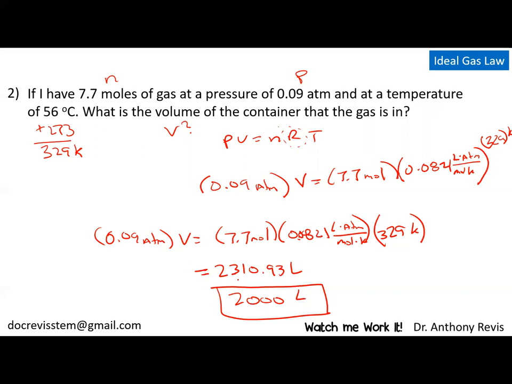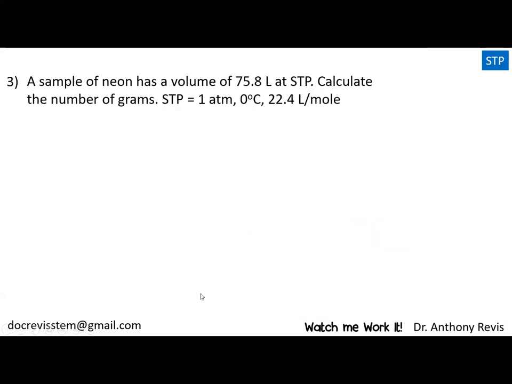Let's just do one more here. A sample of neon has a volume of 78.8 liters at STP. Calculate the number of grams. STP is standard temperature and pressure. Standard temperature is 0 C, which is 273 K, and it's 22.4 liters per mole at 1 atmosphere.